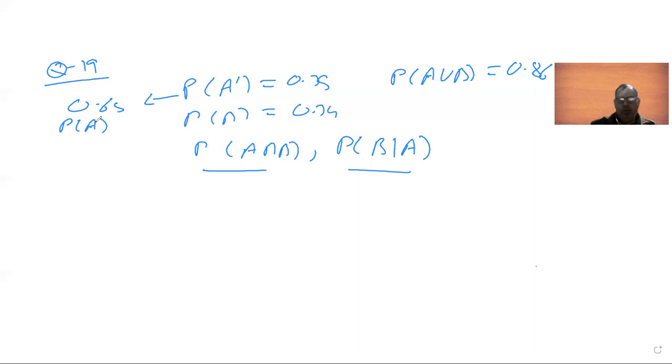Okay, fine. Let me know the formula to find A intersection B if these three things are given: probability of A, which is 0.65, and the others. I'm doing this on my own.